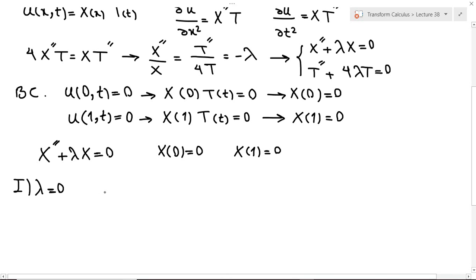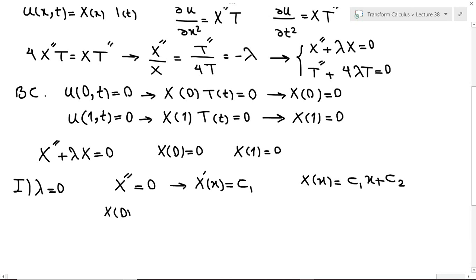I assume that lambda is equal to 0. As a result, the ordinary differential equation would be X double prime equal to 0. As a result, X prime of x is equal to a constant like C1, and X of x is equal to C1 x plus C2. Now I have to apply the boundary conditions.